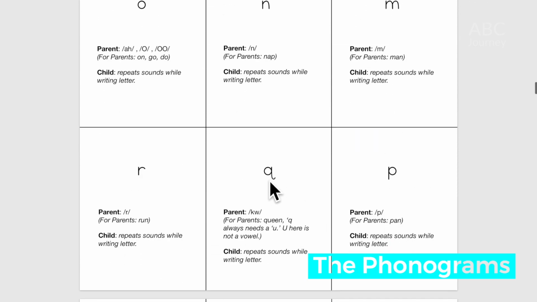Now, quick note about the Q. Q is always followed by a U in English. I simply put Q here just to make it simple, but Q will be followed by U and make the sound qu.